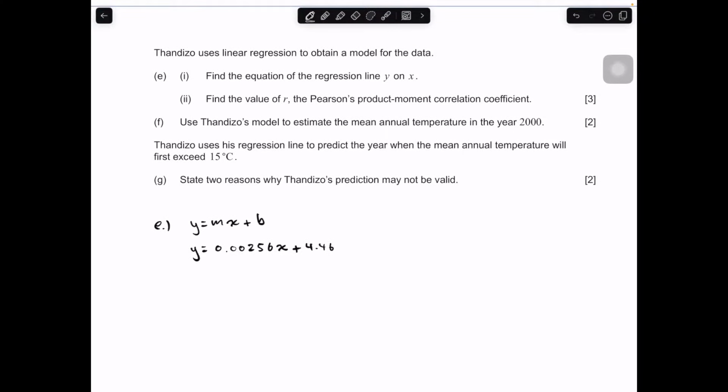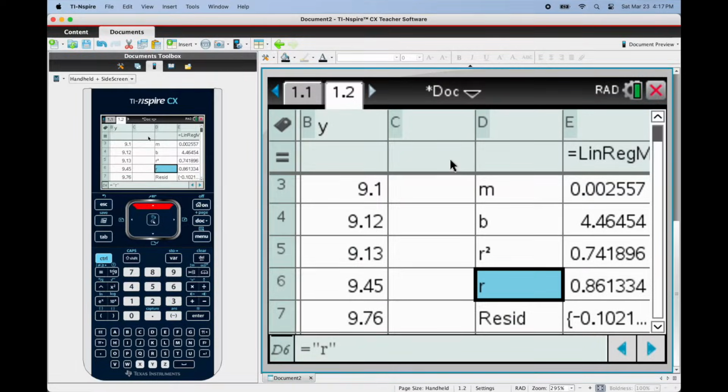Okay. Find the value of r, the Pearson's product moment correlation coefficient. This is actually already given to us. So let's go back to the calculator screen. So we can do two variable statistics, but this is actually given to us when we originally calculated a linear regression. And here it is. This is our r value right here.